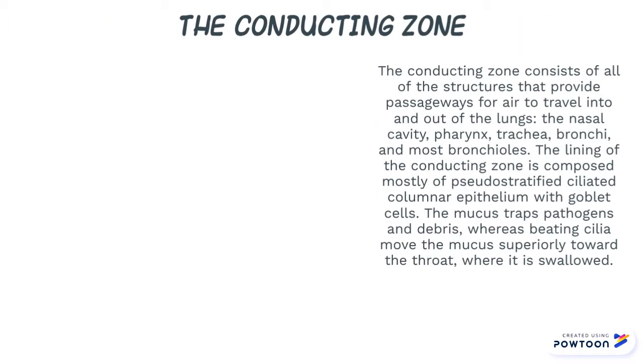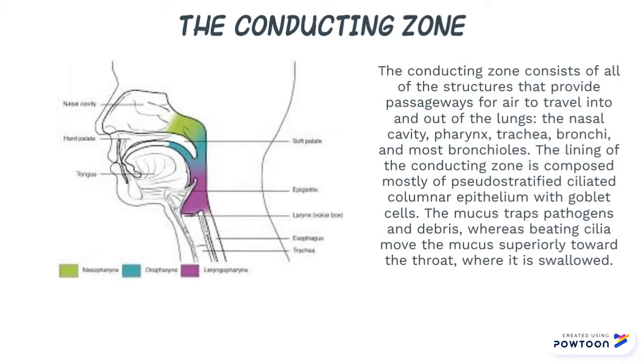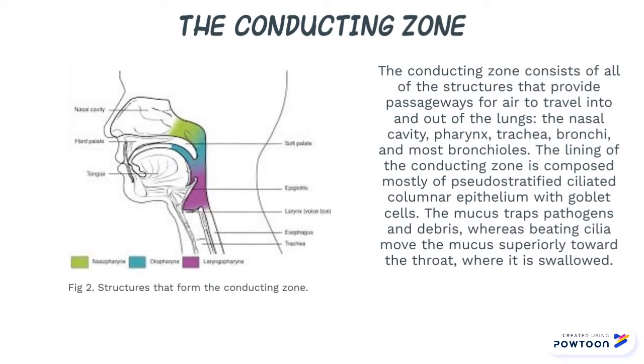The conducting zone consists of all the structures that provide passageways for air to travel into and out of the lungs: the nasal cavity, pharynx, trachea, bronchi, and most bronchioles. The lining of the conducting zone is composed of ciliated and goblet cells. The mucus traps pathogens and debris, while cilia move the mucus towards the throat.